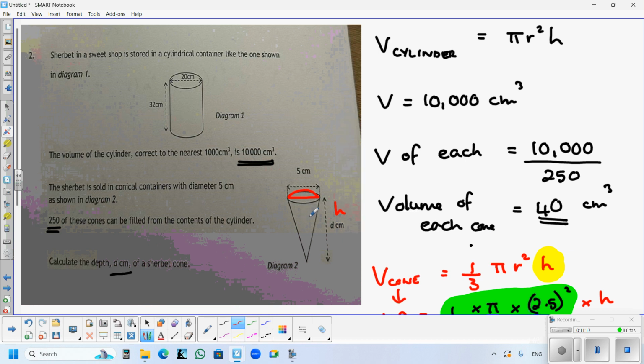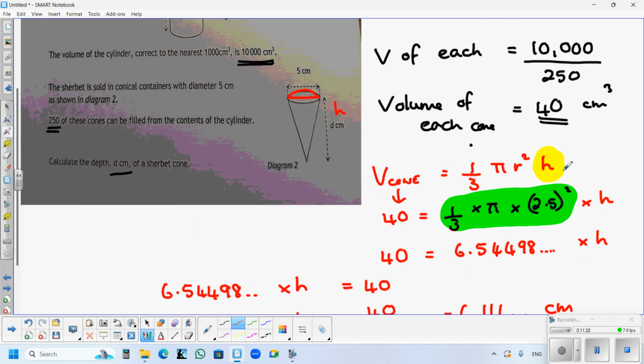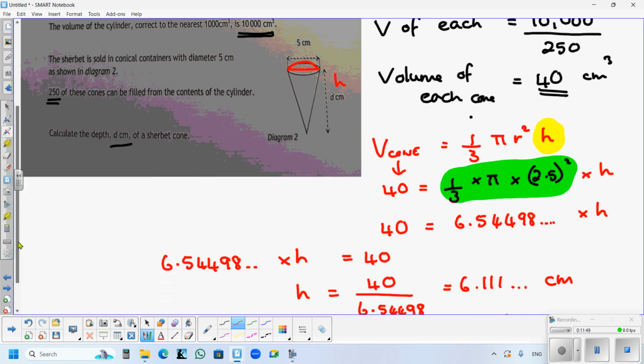So that's a cone. The volume of a cone, I know, is a third pi r squared times h, and you should be given that formula. So I'm going to fill in everything we know, because we're working backwards in this one. So the volume is 40, and a third times pi times 2.5 squared I'm going to work out. I stuck all of that into my calculator and got this 6.5, etc. The h is still sitting in there. I read it round the other way, so 6.54498 times h is 40. I don't want it multiplied by this big long number, so I divide by it, and it gives me the height of the cone.